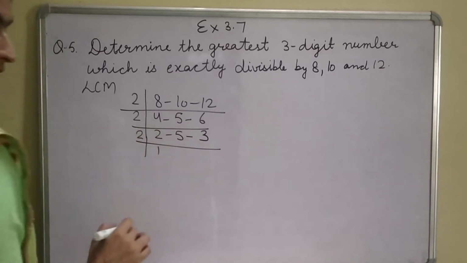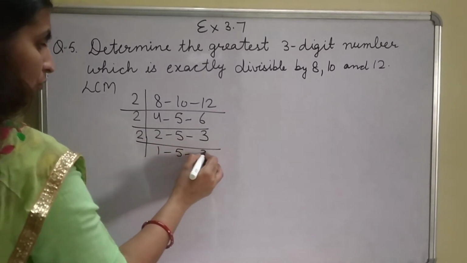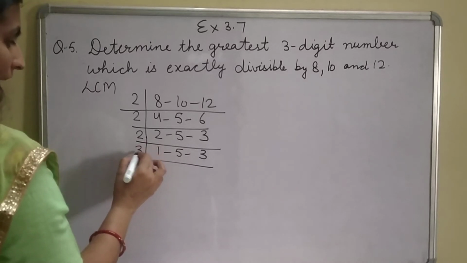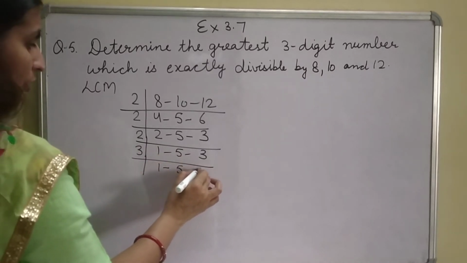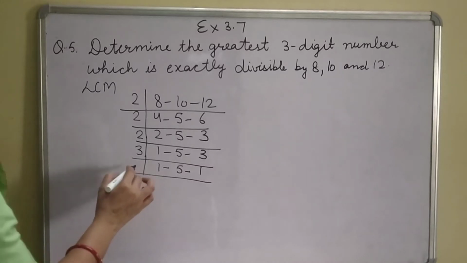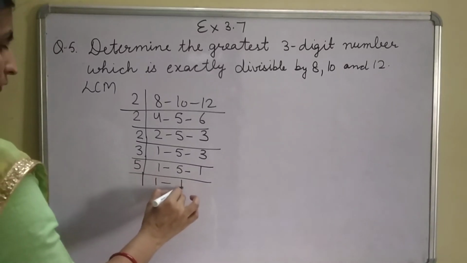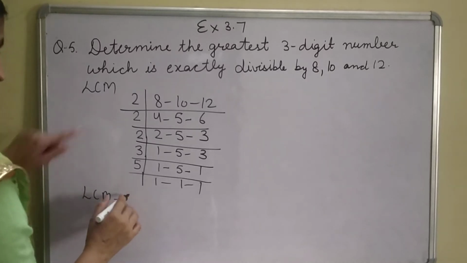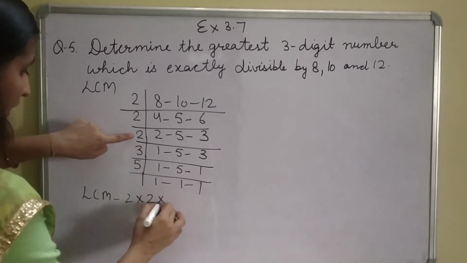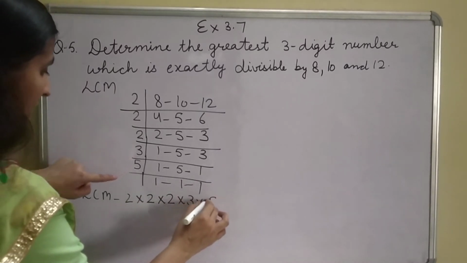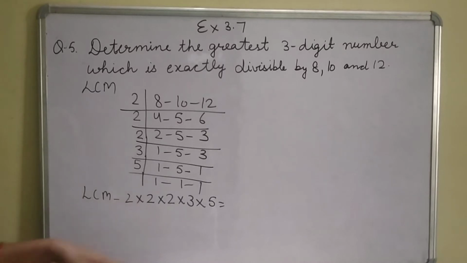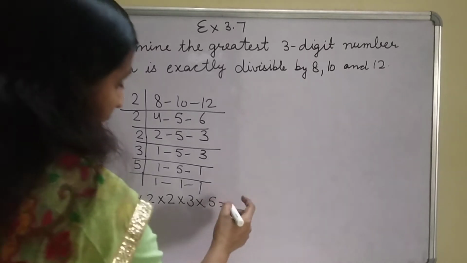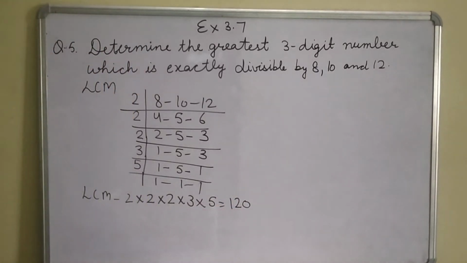Again by 2, 2 2s are 4, 5 is not there, so as it is, 2 3s are 6. Now by 2, 2 1s are 2, 3 and 5 are not in the table of 2, as they are. By 3, 5 is not there in the table of 3, so as it is, 3 1s are 3. Now by 5, 5 1s are 5. So this way we find the LCM: 2 multiply 2 multiply 2 multiply 3 multiply 5. 2 2s are 4, 4 2s are 8, 8 3s are 24, 24 5s are 120. So 120 is the first common multiple.